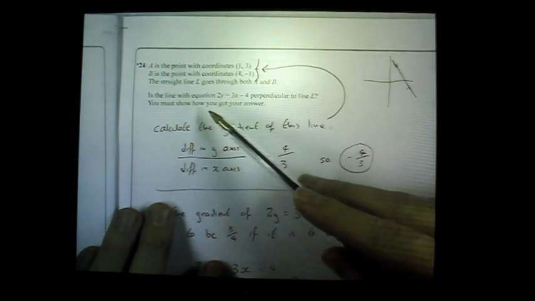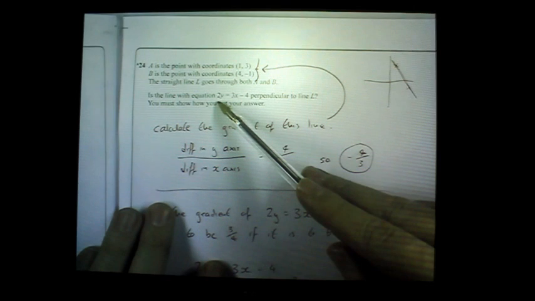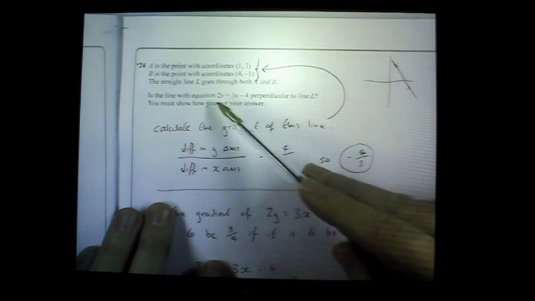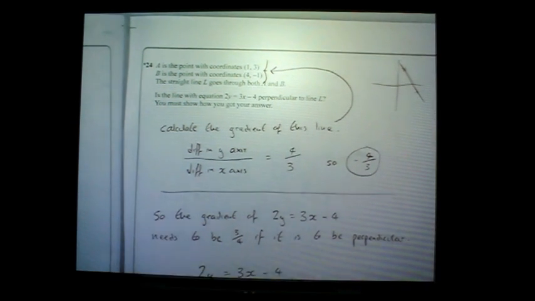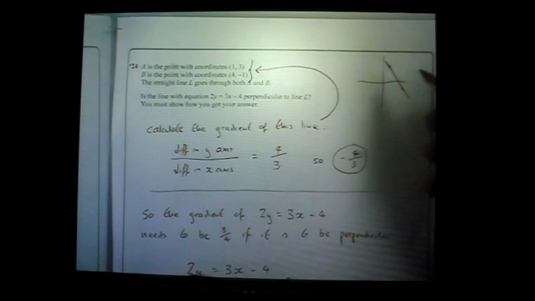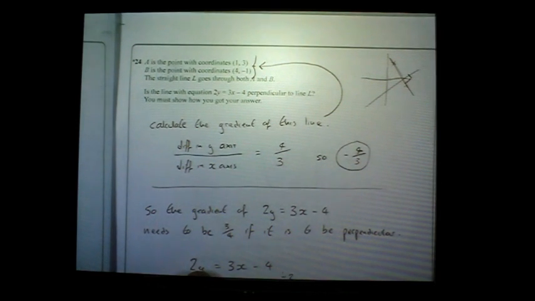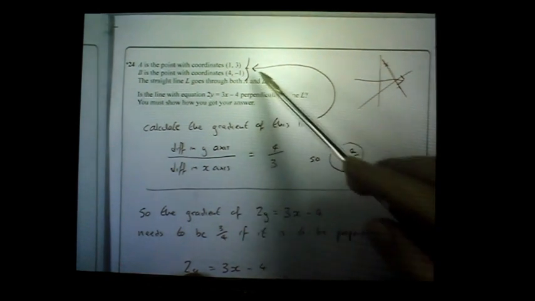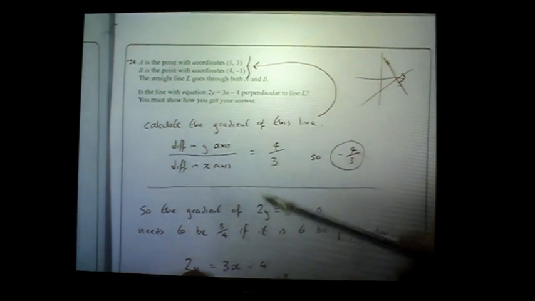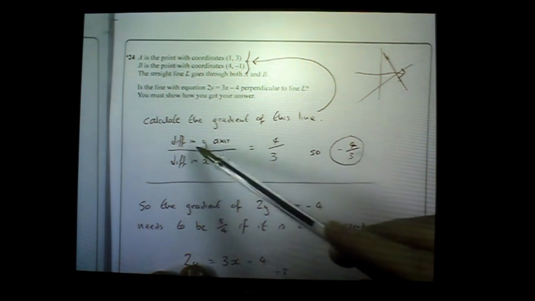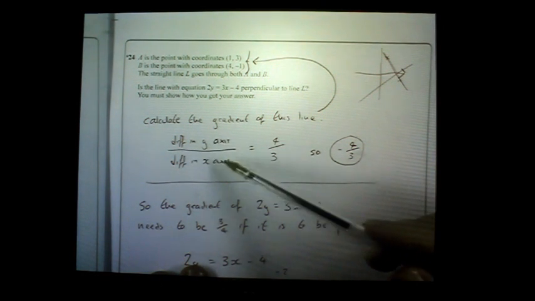Is the line with the equation 2y = 3x - 4 perpendicular to line L? Well, if it's going to be perpendicular, it means it's going to go through it at 90 degrees. So it's going to go through it there or something like that, to make a right angle. What you need to do is calculate the gradient of this line here. And to calculate the gradient, it's the difference in the y-axis divided by the difference in the x-axis.